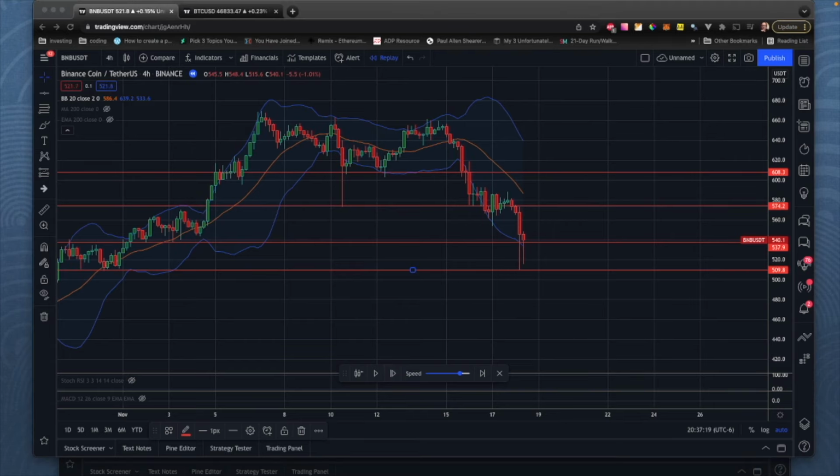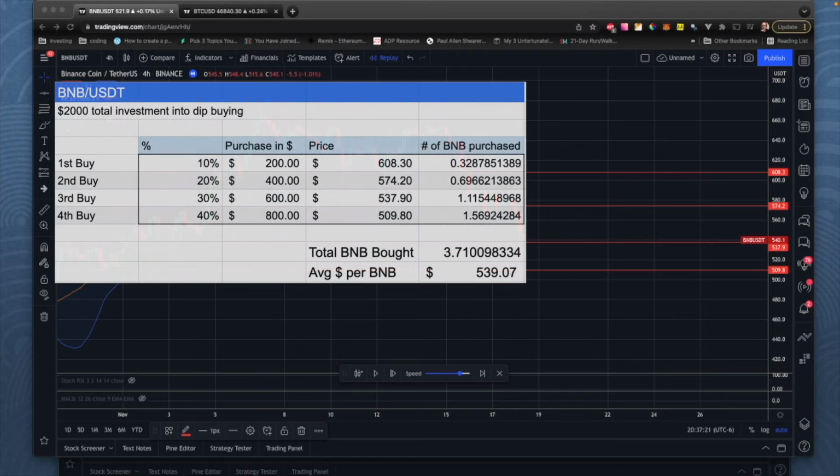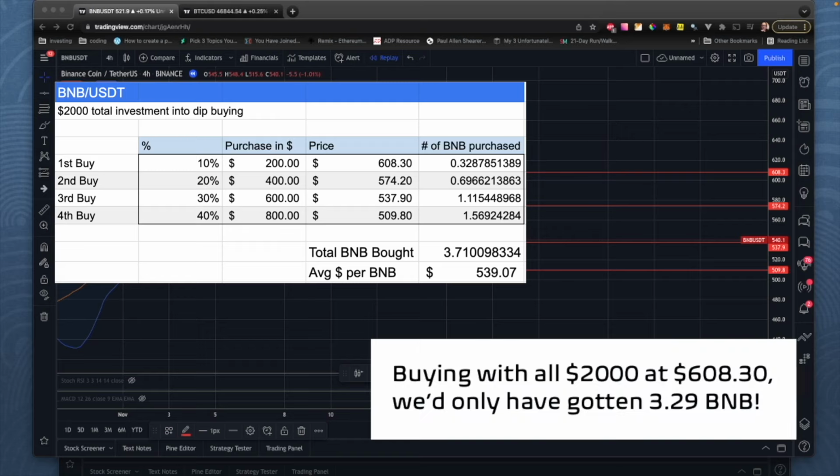So in this BNB example, here's the final results. We did hit all three of our limit orders. We wound up with a total of 3.7 BNB at an average price of $539. If we had put all of our money in at the initial buy at 608.30, then we would have only made out with 3.29 BNB. Now you may be asking, but why didn't we just put all of our $2,000 in at the 509 level?